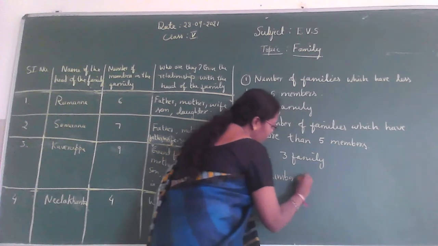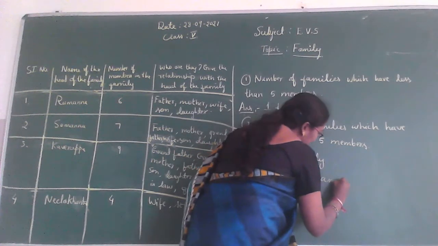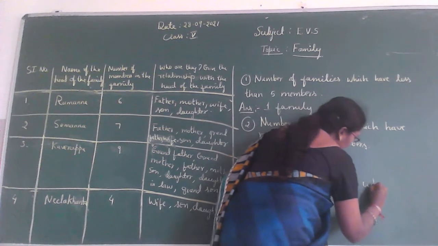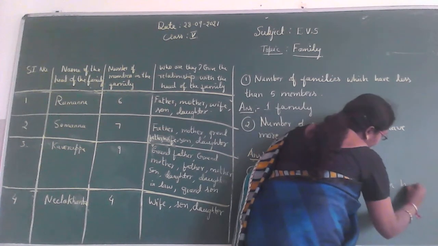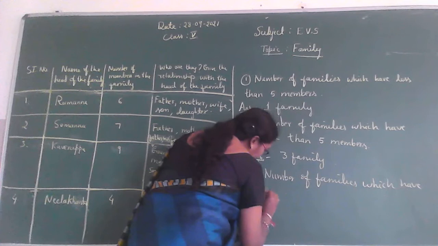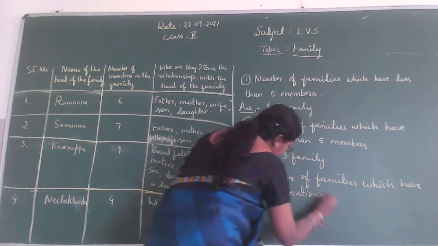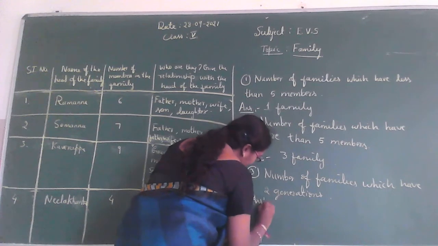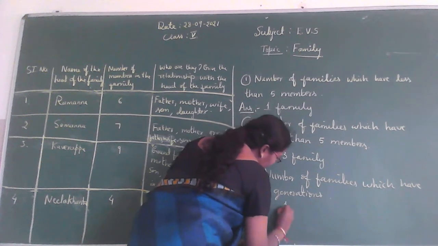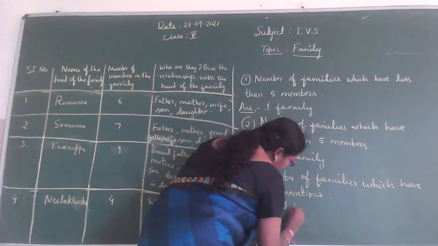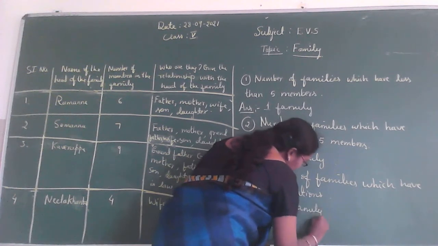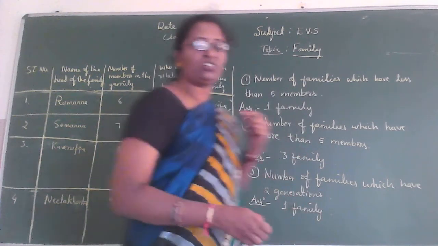Number of families which have 2 generations. That is only one family. It has only 2 generations.